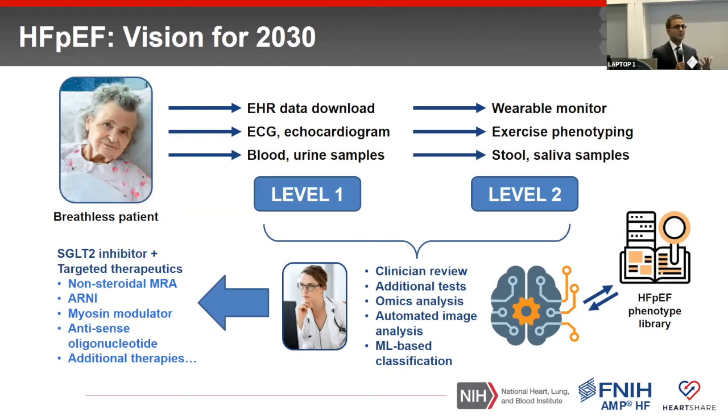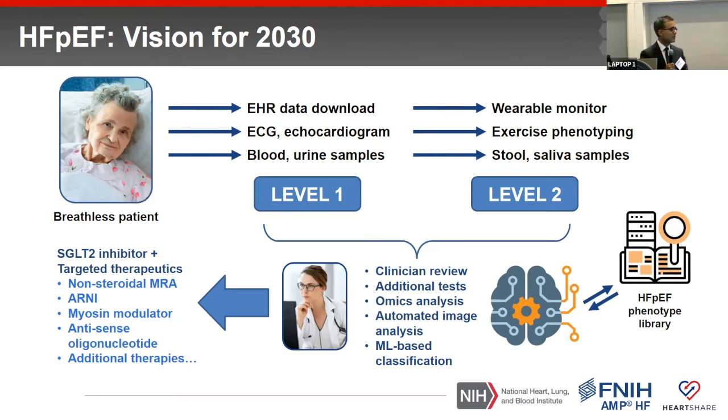Now we know in 2022 that the first line of therapy for the vast majority of these patients, the proven therapy, is SGLT2 inhibitors. But then this is where we're going to take targeted therapeutics, and maybe we'll be there, maybe not for all of these, but there may be a non-steroidal MRA, and we say, okay, this phenotype really benefits from this. Maybe it's an ARNI, maybe it's a myosin modulator, maybe it's an antisense oligonucleotide, and many more. We're just talking about the companies represented here, but there are so many therapies that are potentially available.